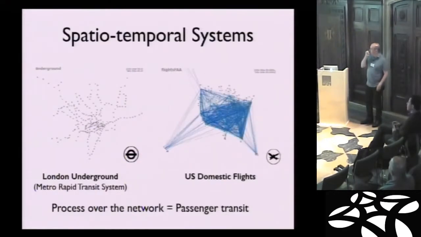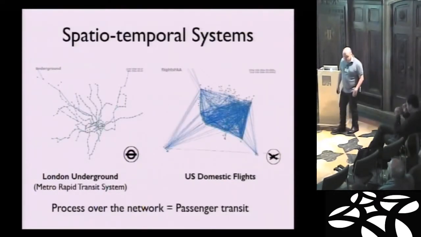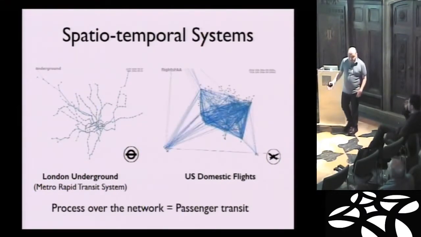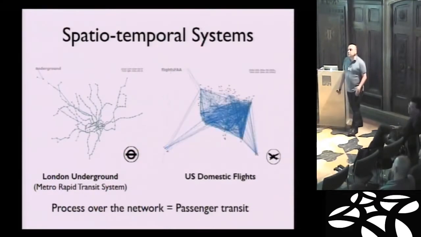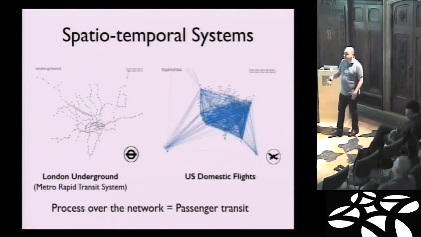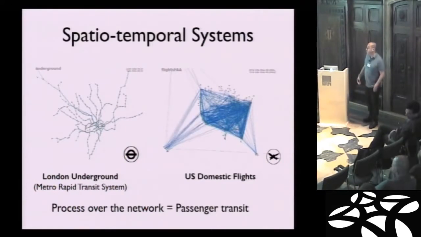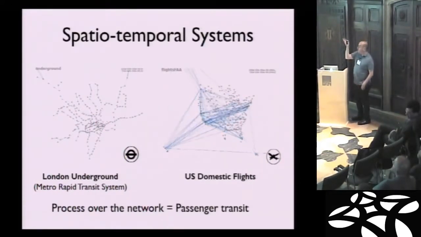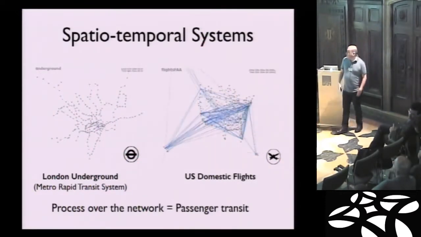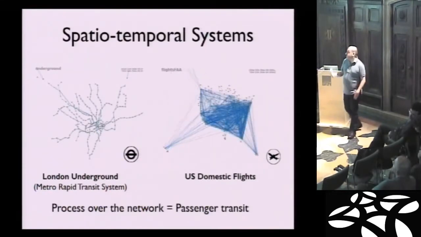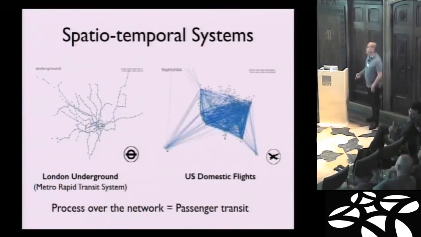So in terms of spatio-temporal systems, we have many examples. Most of the real systems are spatio-temporal because they clearly occupy some space, and there are dynamics, so they are not static. A typical example is the London Underground that you see there. This is the network of the US domestic flights. You see there are also the Hawaii Islands and Puerto Rico there, and you have a process over this network that is essentially the passenger transit.